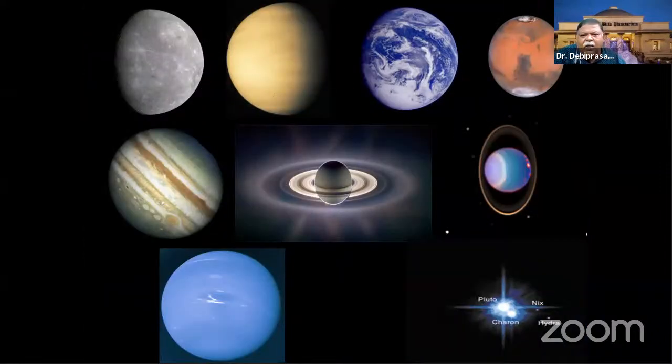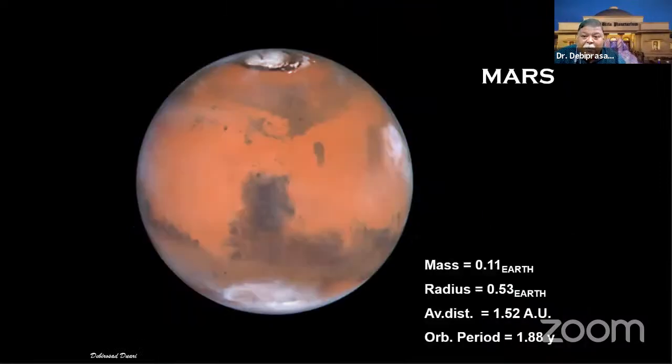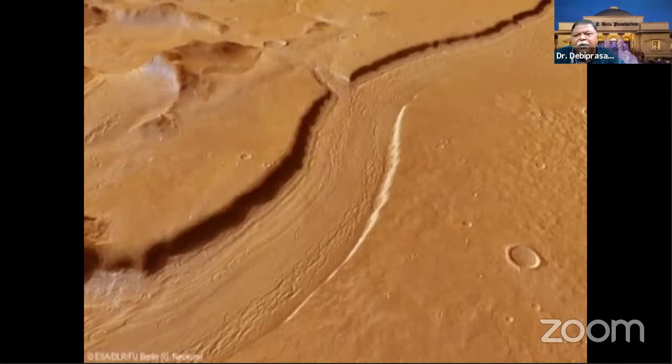This is a collage of all the true color pictures of the planets of the solar system. I'm not going into the details of it because our focus is somewhere else. But Mars is important because for the last 15 years, every now and then, every 3 months or 2 months, you get to see in the newspaper or media something to do with Mars. Why? Because of these beautiful landmarks, as if liquid water has flowed through the surface of Mars millions of years back. And liquid water on Earth means life. So was there life on Mars? Is there still life on Mars?